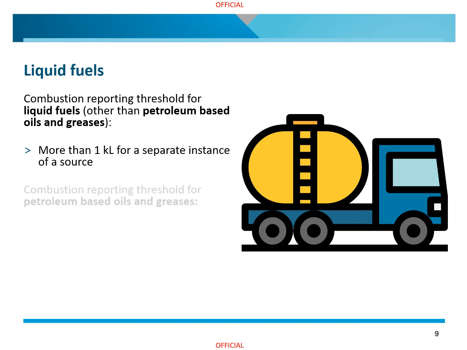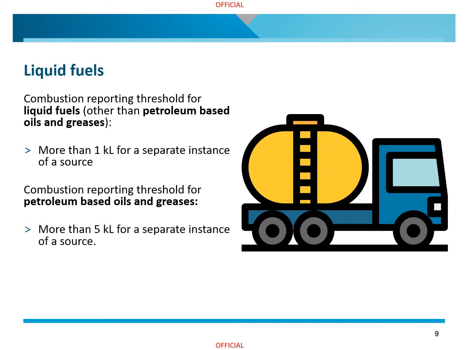The second threshold applies to combusting petroleum-based oils and greases. You are required to report each instance of a source where the amount of fuel combusted is over 5 kiloliters. It is optional to include data about instances of a source where the amount of combusted petroleum-based oils and greases is 5 kiloliters or less. The third threshold applies to consuming liquid fuels without combustion.